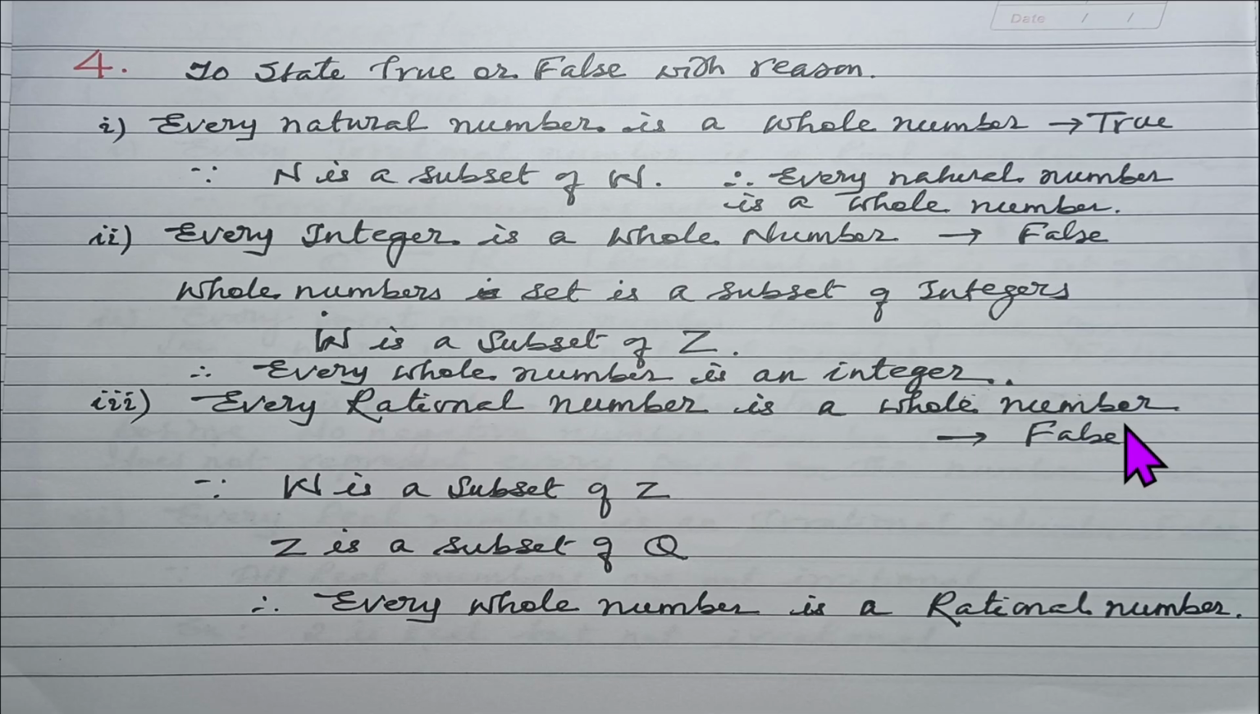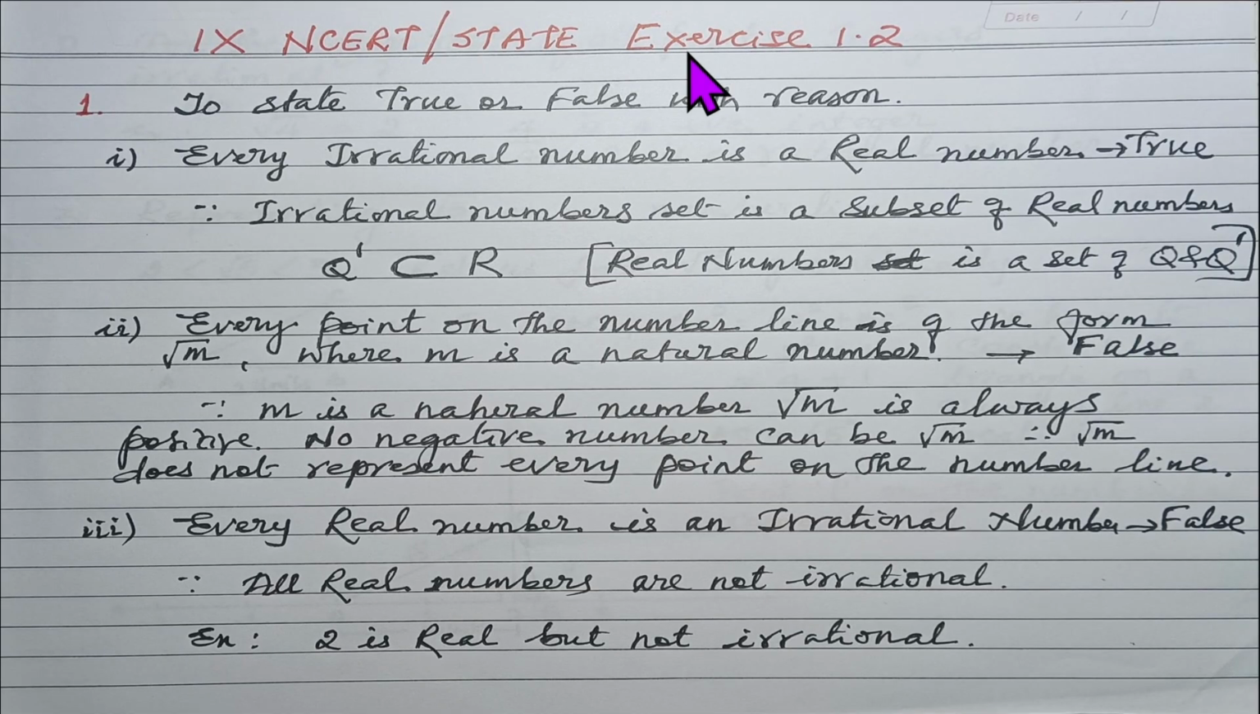Every rational number is a whole number. Again, it's false, because rational numbers are not a subset of the whole number set, whereas the whole number set is a subset of integers. Integers is a subset of rational numbers. Therefore, whole numbers is a subset of the rational number set, and therefore every whole number is a rational number, and the statement which is given is false. The correct statement is every whole number is a rational number. Now remember that.